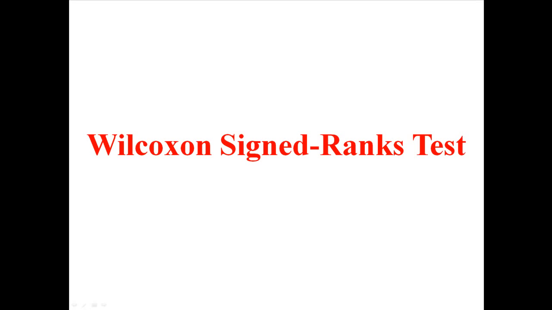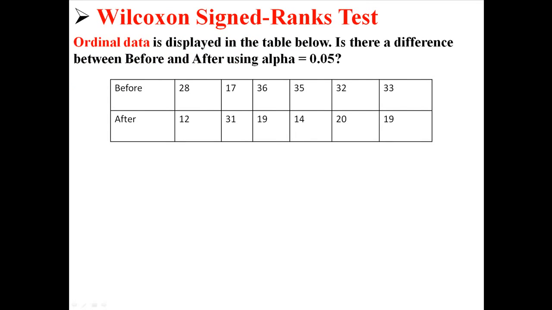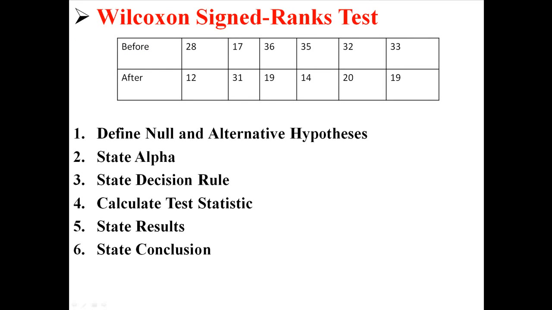Similar to the Mann-Whitney U is the Wilcoxon signed ranks test. Now the Wilcoxon signed ranks test is a version of the dependent samples t-test that can be performed on ordinal or ranked data. So here's some ordinal data displayed in the table. I'm asking, is there a difference between before and after using an alpha level of 0.05? So we're going to do a Wilcoxon signed ranks test, just like any other statistical test.